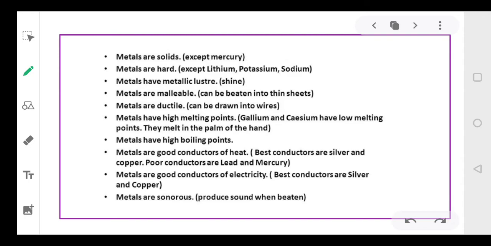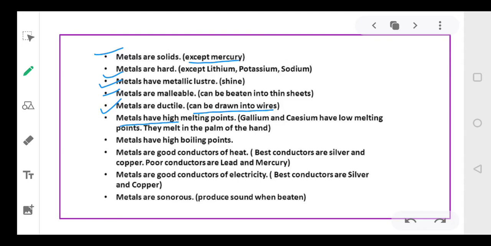Now let's summarize all the properties of metals. First of all, we've discussed that metals are solid except mercury. Metals are hard except three metals: lithium, sodium, potassium. They are very, very soft and we can cut them easily with a knife. Metals have a shining surface. Metals are malleable, means we can form thin sheets out of them. Metals are ductile, that is, we can form wires from the metals.